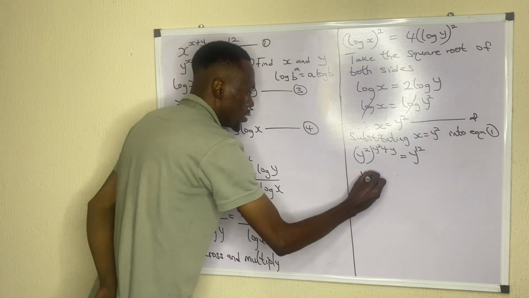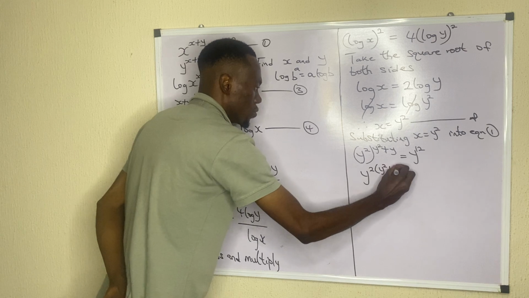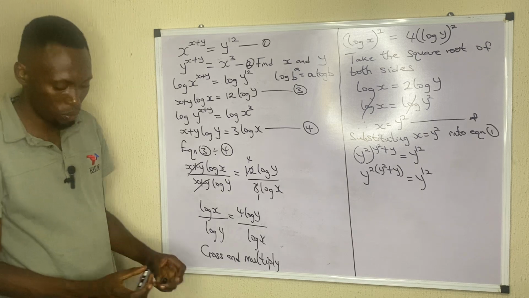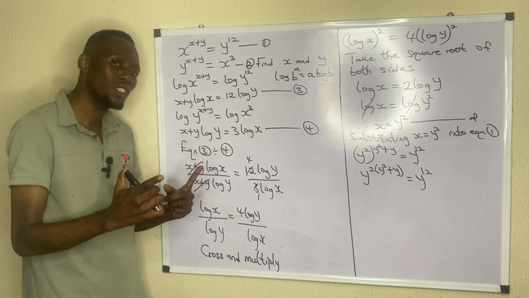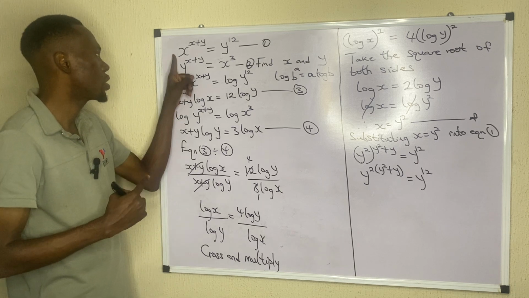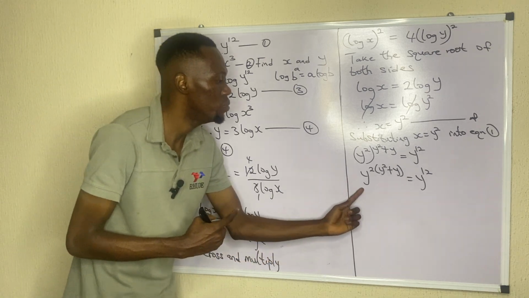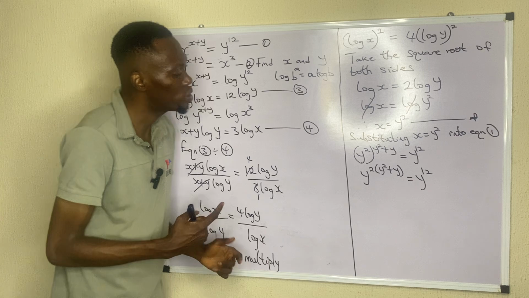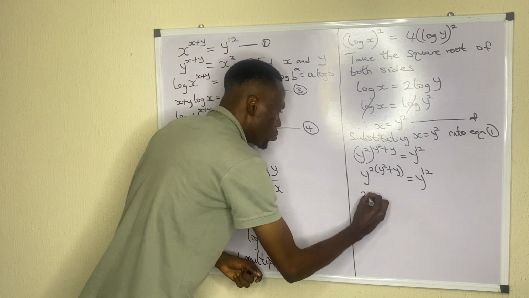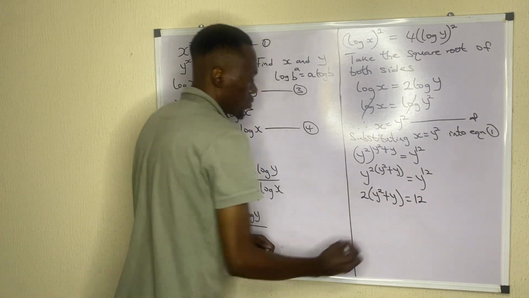This I can rewrite as y raised to the power 2 times y squared plus y, which is equals to y raised to the power 12. From here now, you will notice something. What I said we couldn't do at the beginning of this class was that we cannot equate the powers here because the bases are not the same. But if you take a look at this now, the bases are now the same. So since the bases are the same here, I can equate the powers, right? So equating the powers means that 2 multiplied by y squared plus y is equals to 12, right?